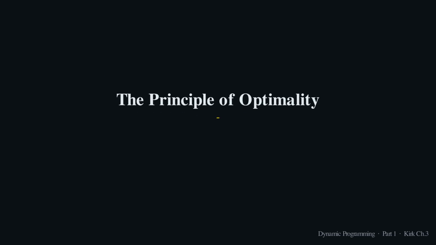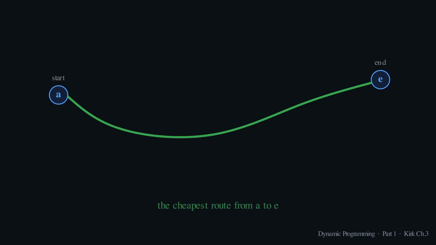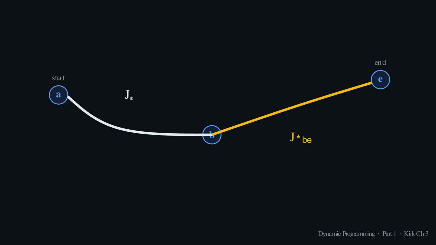Here is the one idea the whole method rests on. It is almost too simple to trust. Suppose somebody hands you the cheapest possible route from a start point A to an end point E. Now put your finger down anywhere along it. Call that spot B. The route falls into two pieces, getting from A to B and getting from B to E. The total cost is just the first piece plus the second.